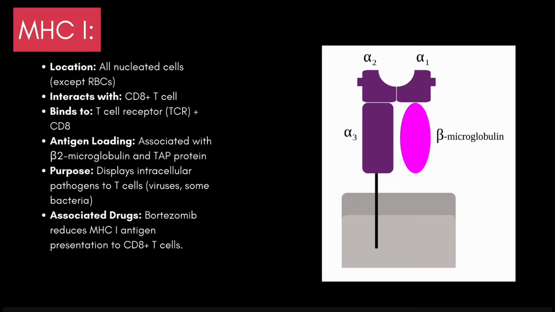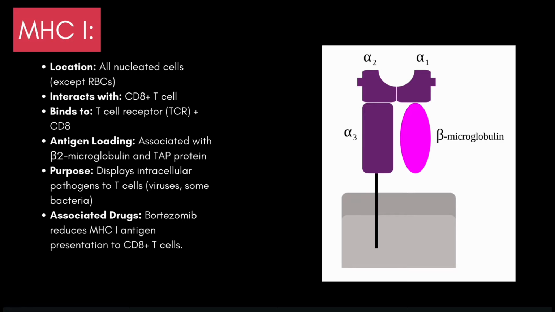So MHC1 is located on all nucleated cells besides RBCs. MHC1 interacts with CD8 plus T cells. It binds to T cell receptor and CD8. It's associated with the beta-2 microglobulin and TAP protein for antigen loading. Primary purpose of it is to display intracellular pathogens to T cells. Viruses and some bacteria are examples.